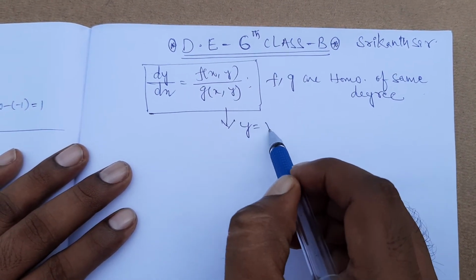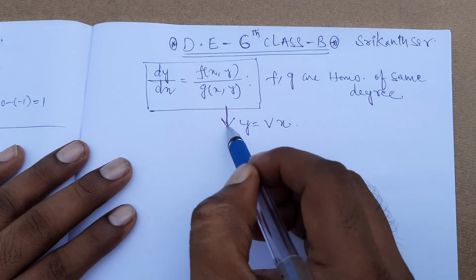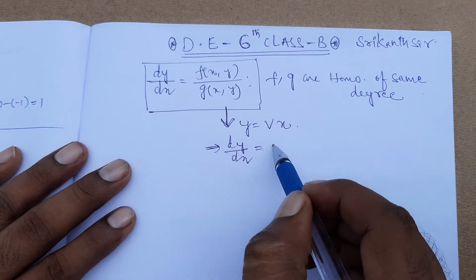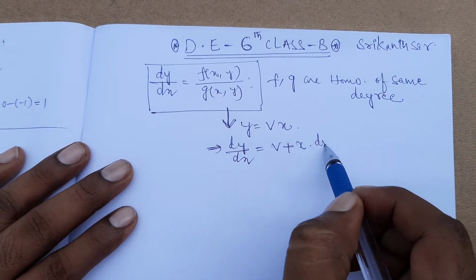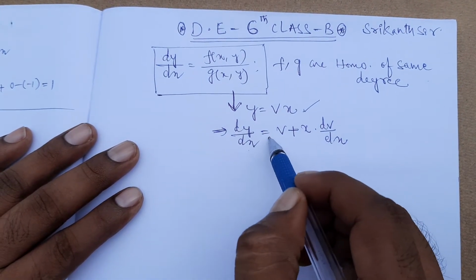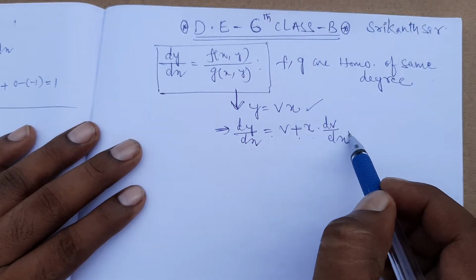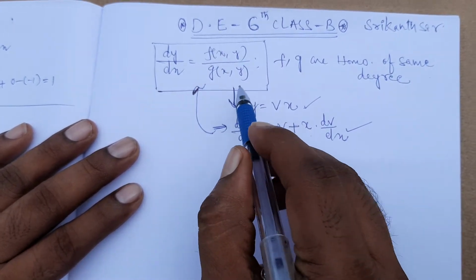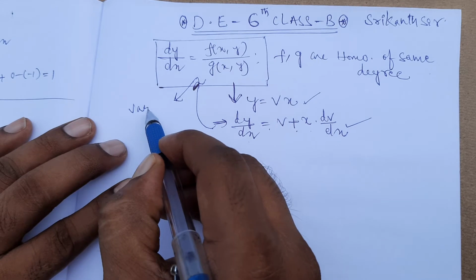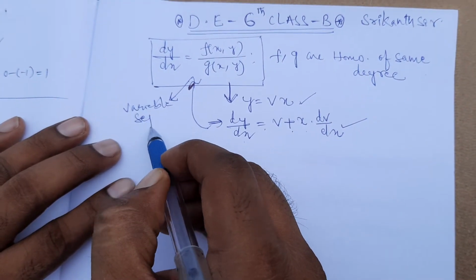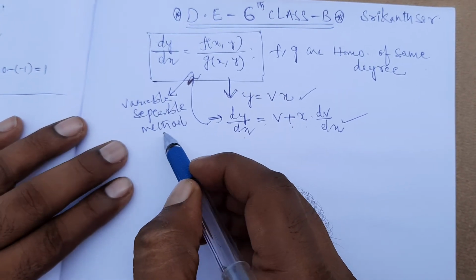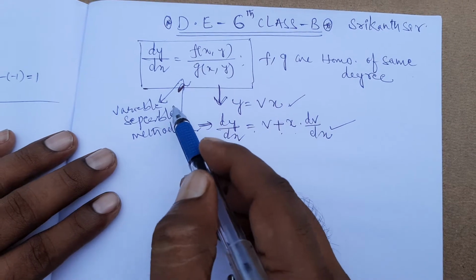By substituting y equals vx. If you substitute y equals vx, then dy by dx changes to v plus x into dv by dx. In this equation, if we substitute into the given differential equation, then it changes to the variable separable method.